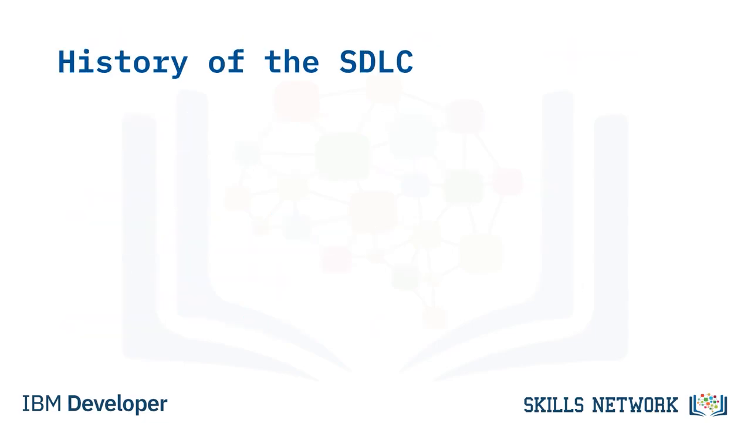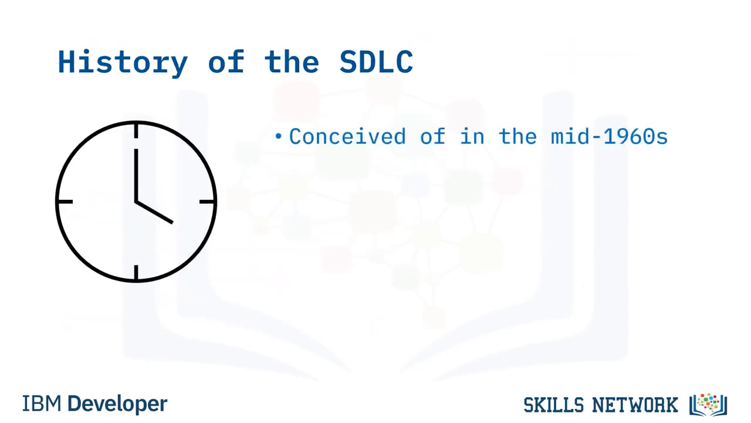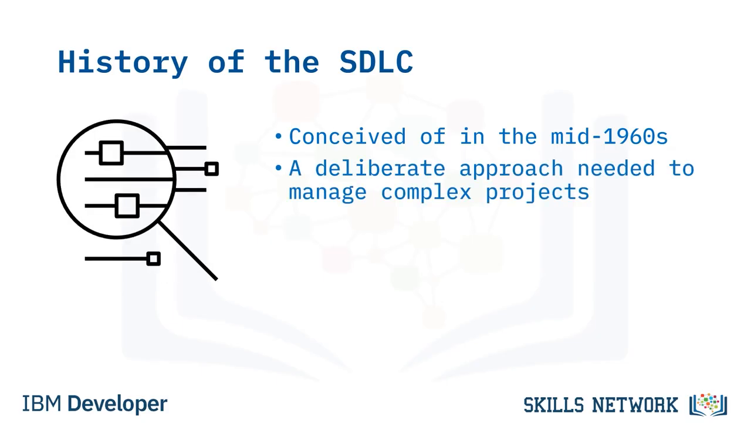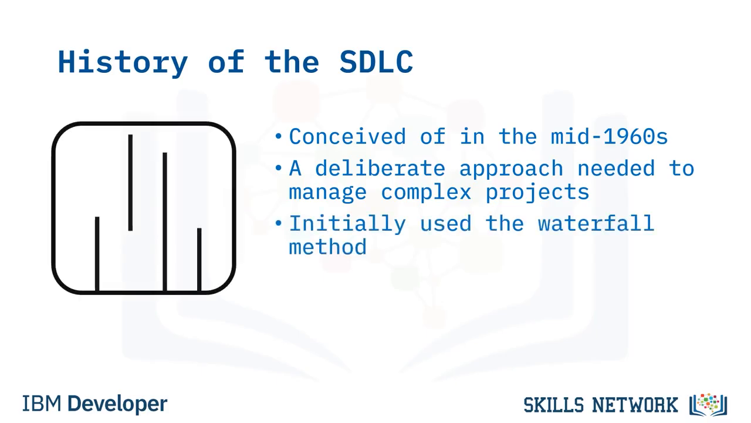The software development lifecycle began to take shape in the mid-1960s as software development began to necessitate a more detailed approach because of its growing complexity. The SDLC led to a more deliberate approach as large corporations needed to manage complex business systems requiring heavy computational resources. In its initial conception, it used what is called the waterfall method to manage projects where the development of software follows a linear pattern through discrete stages.